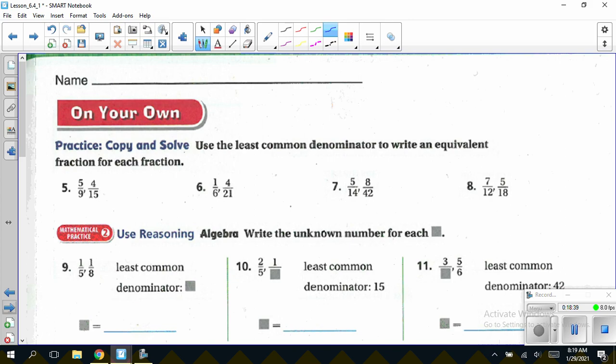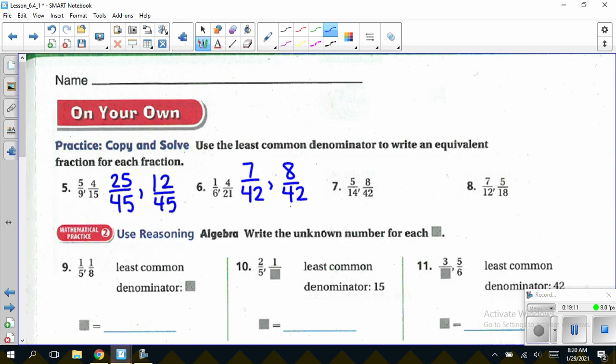So for number 5, you could change the 5/9 to 25/45. For the 4/15, you would then have 12/45. For number 6, 1/6 would change to 7/42. And the 4/21 would be 8/42.